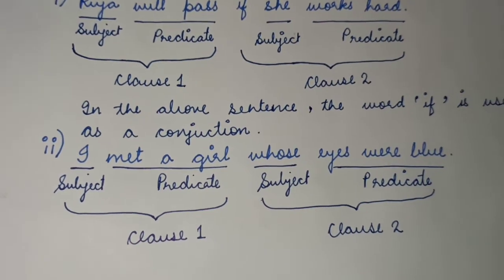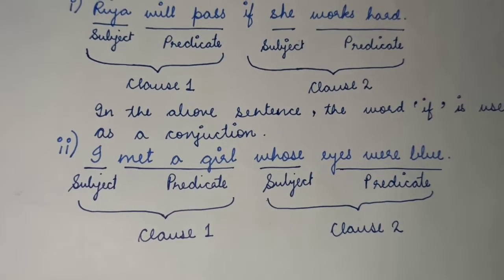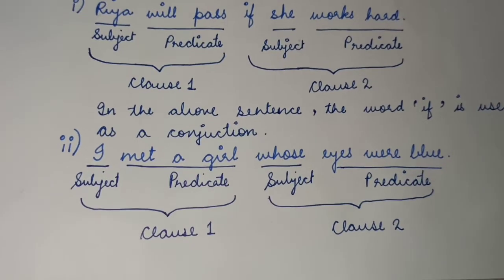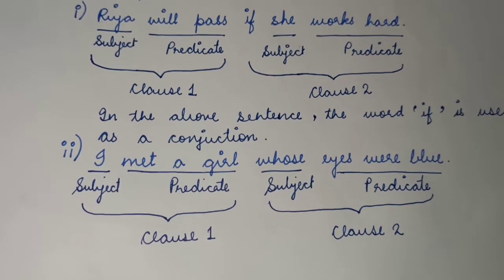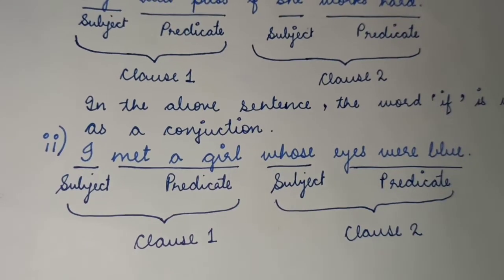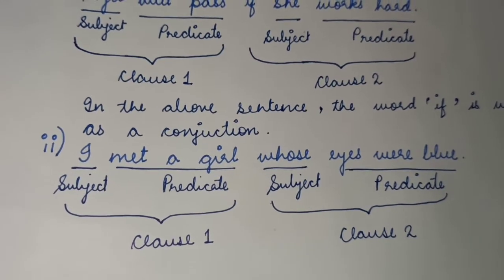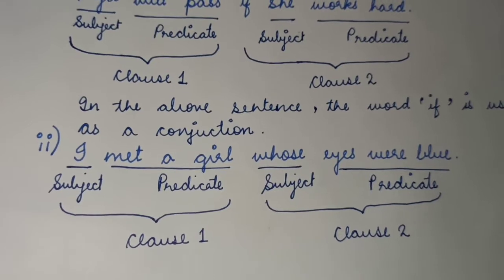I met a girl whose eyes were blue. This sentence also has two clauses. The first clause is I met a girl, and the second one is whose eyes were blue. In the first clause, we have I as the subject and met a girl as a predicate.